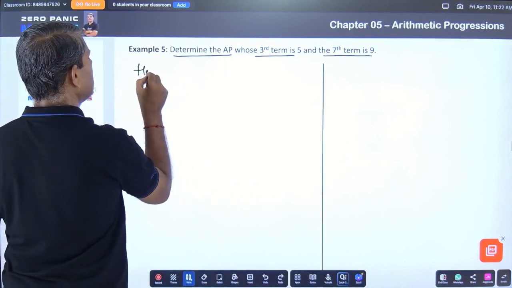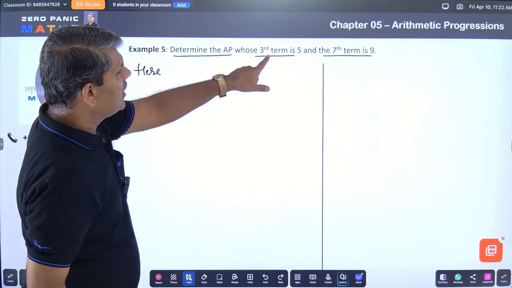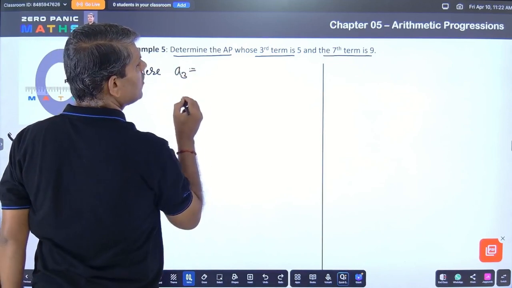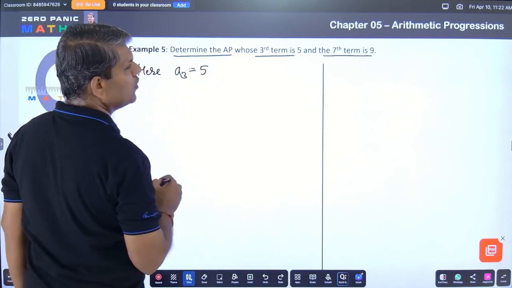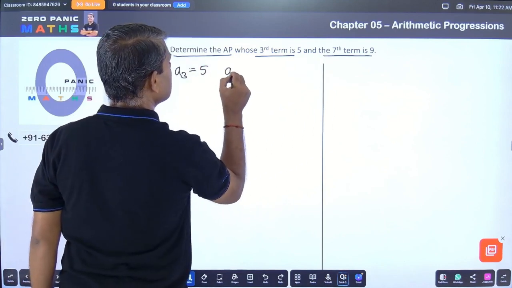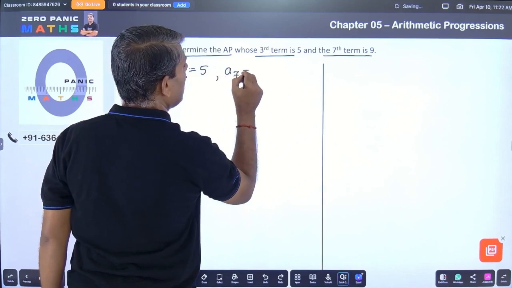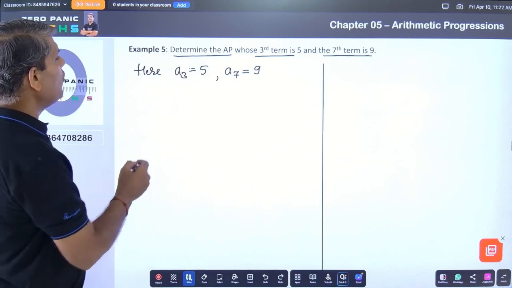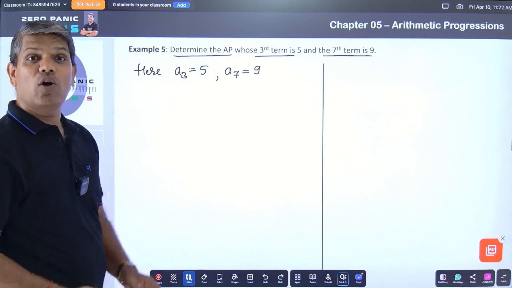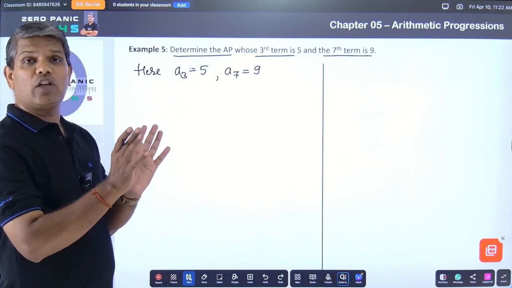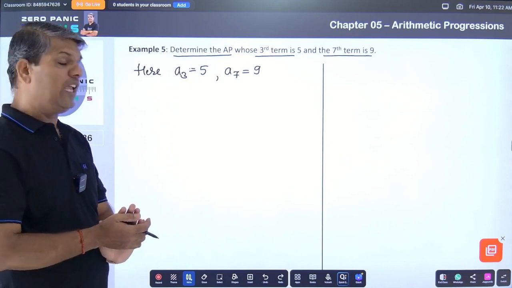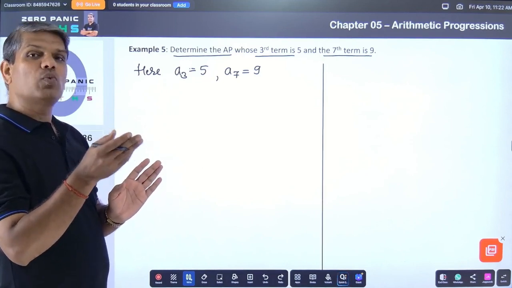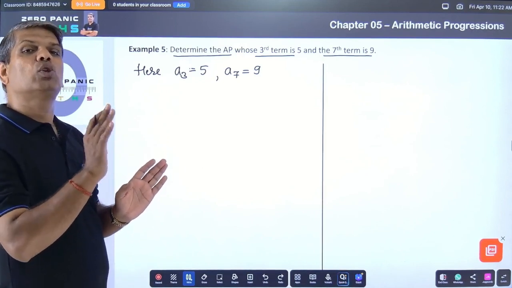Now what is given here? Listen carefully. Third term is a3, right? So what is a3? a3 is equal to 5. And what else is given? Seventh term, that is a7, and a7 is 9, right? Now how do we write a3? According to the an formula, an is equal to a plus n minus 1 into d. So a3 is a plus 3 minus 1 into d, that is a plus 2d, right?